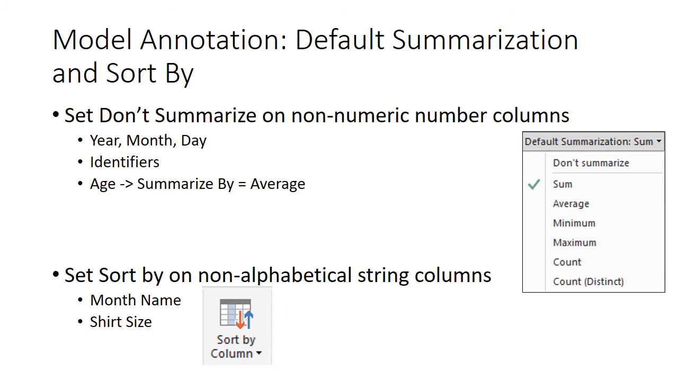Sort by allows you to indicate that a particular string column should not sort alphabetically, but rather should be sorted by some other column in the table that is numeric. This is useful in cases like month name, where you can sort by the month number column, or a shirt size, where you can sort by the size number column.